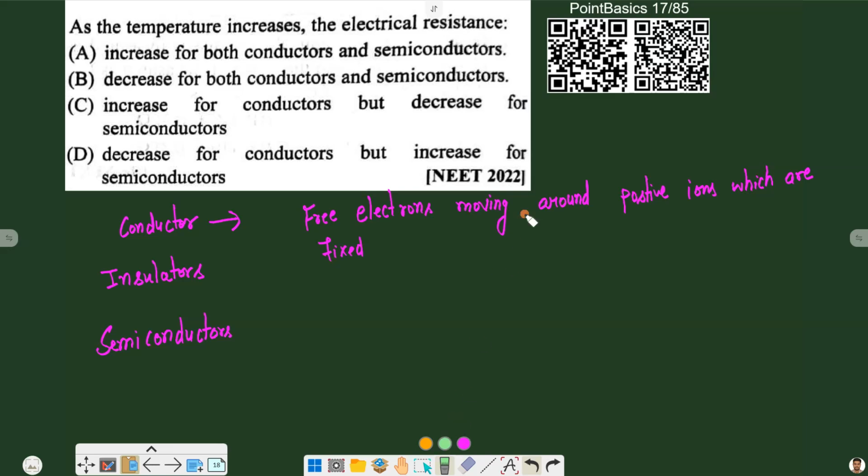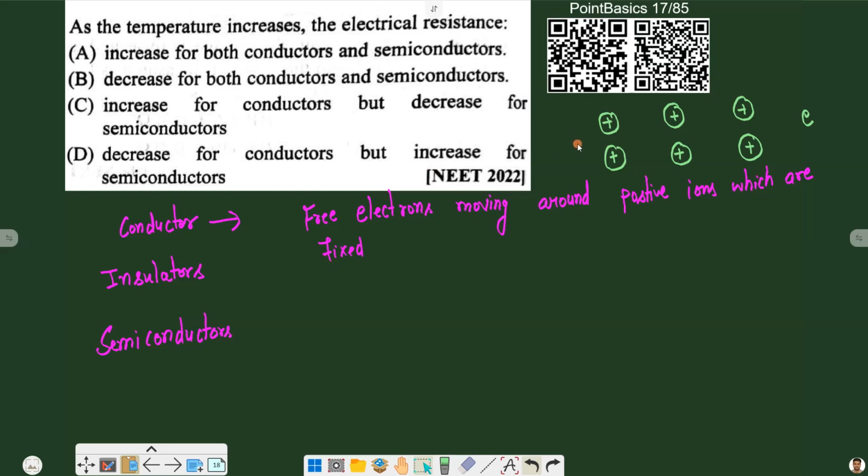So in case of a conductor, we have these positive ions which are fixed in the lattice, and we have electrons which are moving beside them, something like this. An electron will move in a zigzag pattern and will reach the other end. This is, we can say, the basic explanation for conductors.